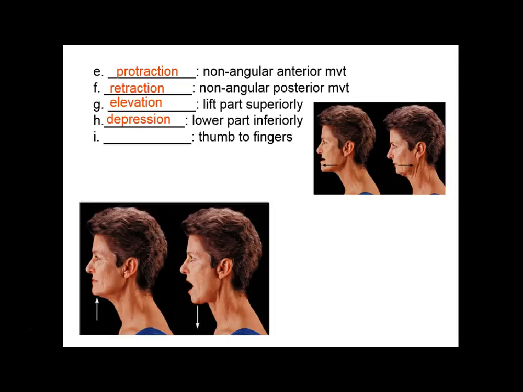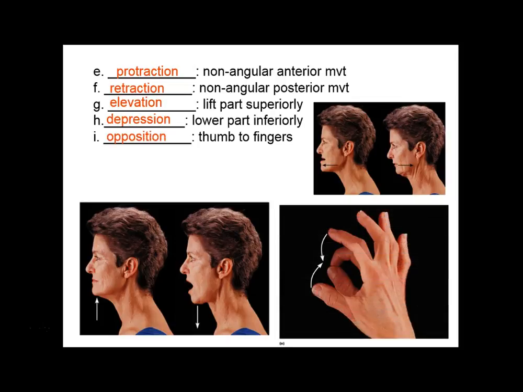If you take your thumb and move it to your fingers, because of that saddle joint, you have an opposable thumb. You can manipulate your environment a lot better than any other animal. That's called opposition. And that concludes our notes on the skeletal system.